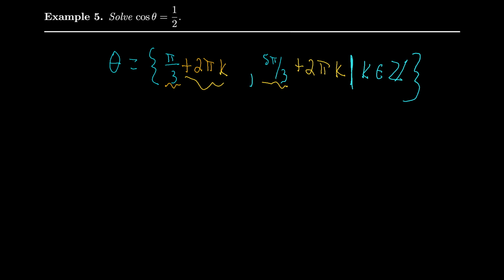You add 2 pi k to each one of them, and you tell me such that k is an integer. K is an integer, and you're done. That's it. Every time you want to solve something like this, it's the same way. Find it as though you were restricted between 0 and 2 pi. Find it just like that. And then add 2 pi k to each one of them and tell me that k is an integer.